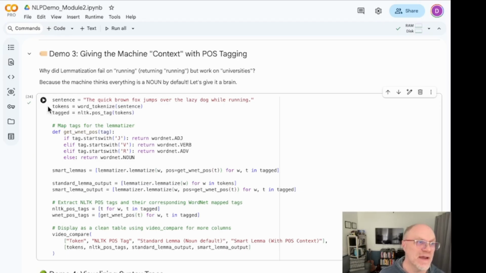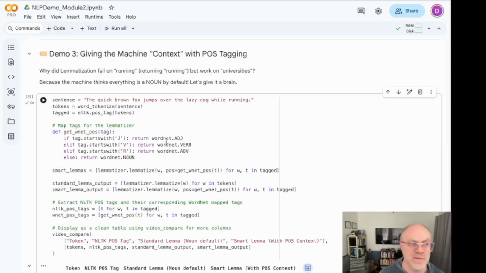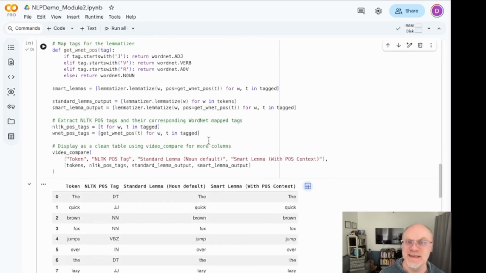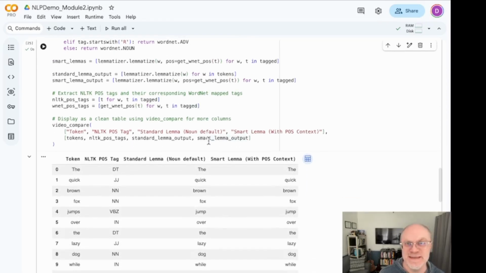So what we want to look at now is part of speech tags, or POS, that looks at the sentence and figures out, based on whether it's in a noun phrase, a verb phrase, and the context of the sentence, what role that word actually plays.